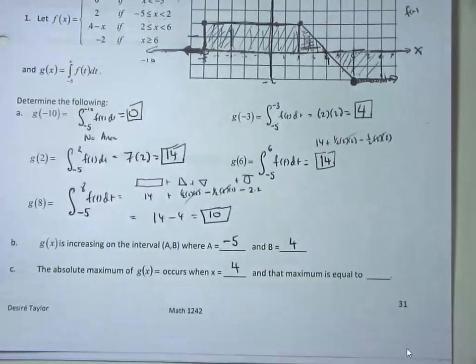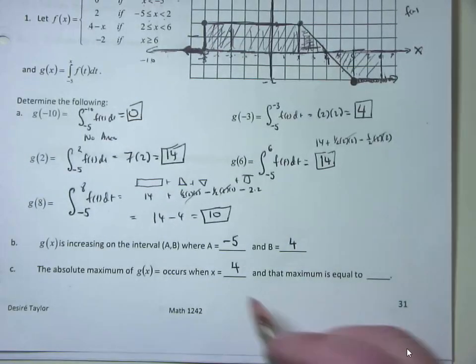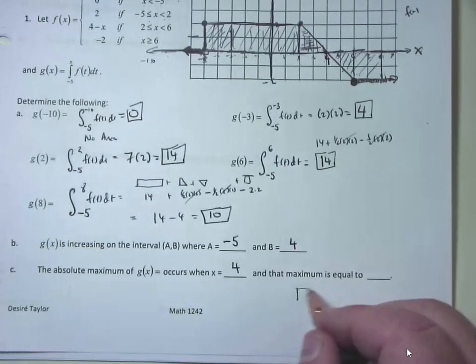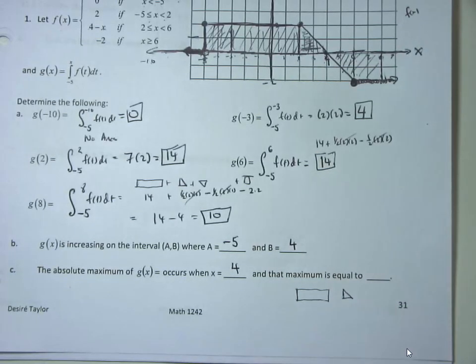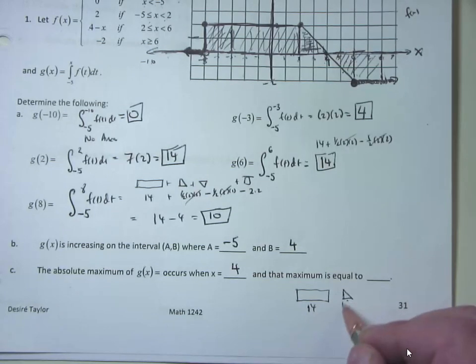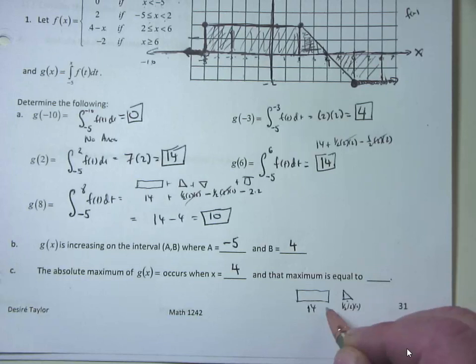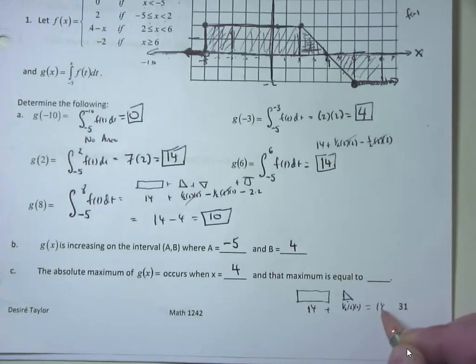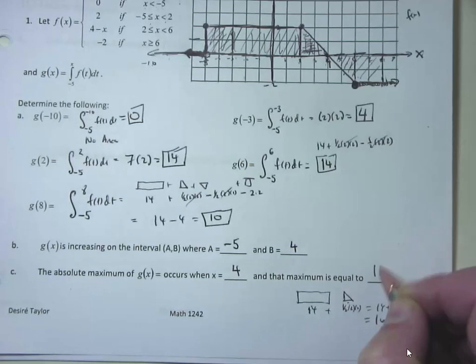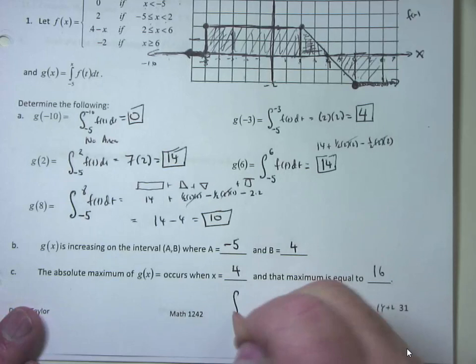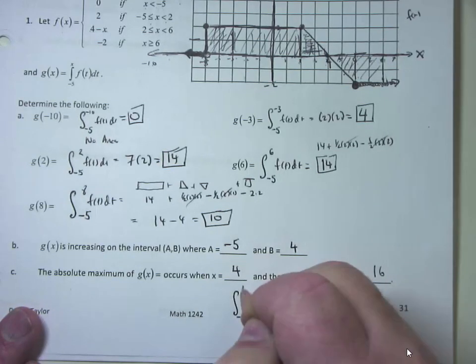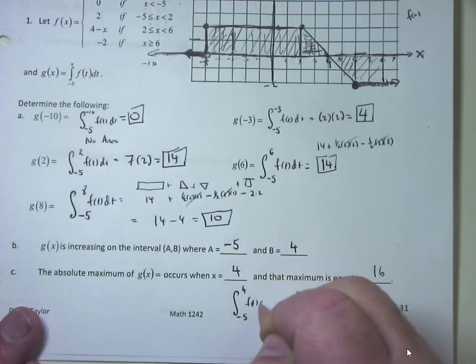x was 4. And how much area is it? When x is 4, you've got this big rectangle part of area, and one little triangle above the x-axis. This has an area of 14. This has an area of 1/2 times 2 by 2, which is 2. 14 plus 2 is 16. The answer is 16. Does that make sense? It is that integral between -5 up to 4 of f of t dt.